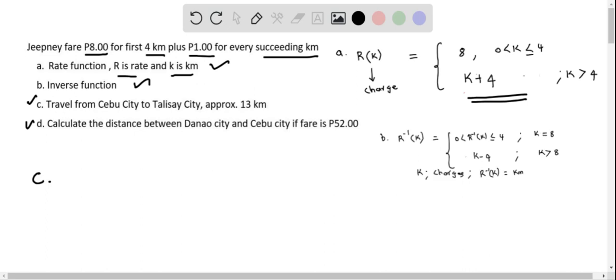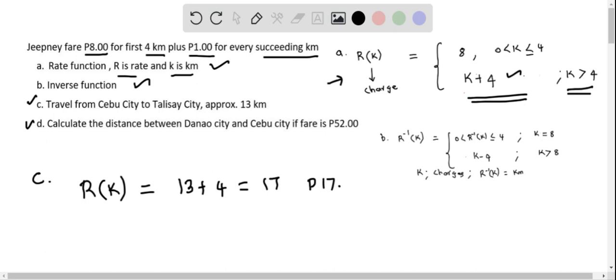This asks us to determine the charges when the distance traveled is 13 kilometers. So for that we have to utilize this function R of k. Since the distance traveled is 13 kilometers, we have to use the piece where k is greater than 4, which means we use k plus 4. Here k equals 13, so this will be 13 plus 4 equals 17. Therefore the travel charge is 17 peso. This is the answer for part C.